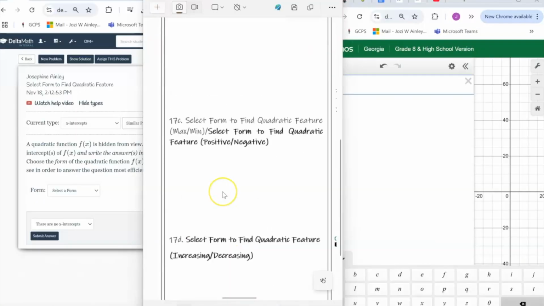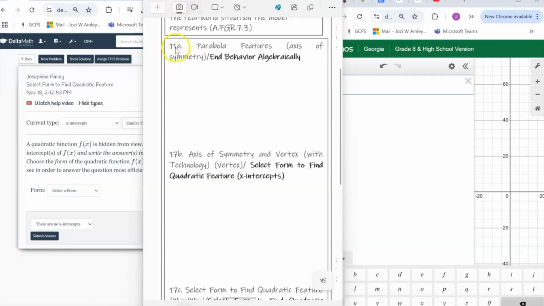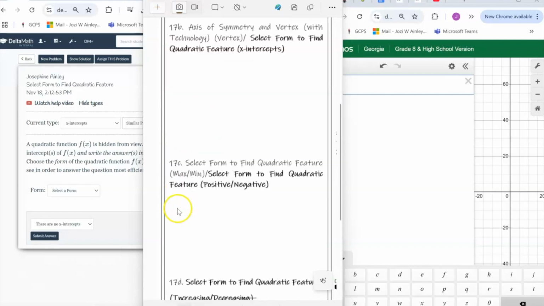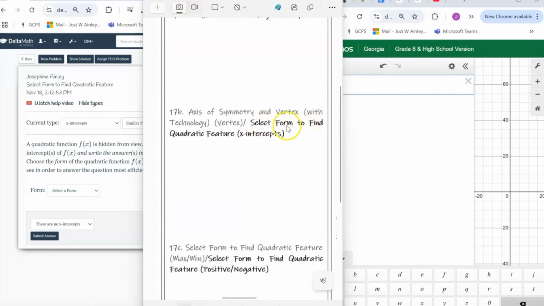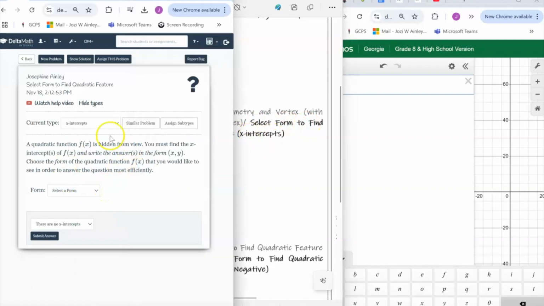All right, so we're going to be taking a look at, and please correct this, it will all be question 11A, B, C, and D. This is all question 11. All right, so we're going to take a look at how to select form to find quadratic feature x-intercept. So today we're looking at x-intercepts. All right, yes, you should already know that factored form is the quickest way for you to get the x-intercept, but let's assume they give it to you in a different form.